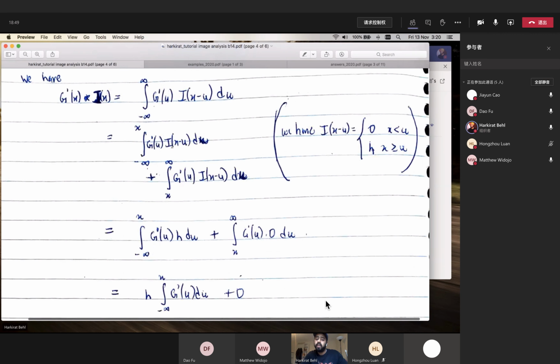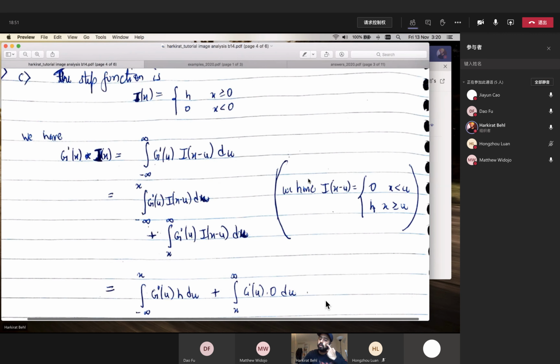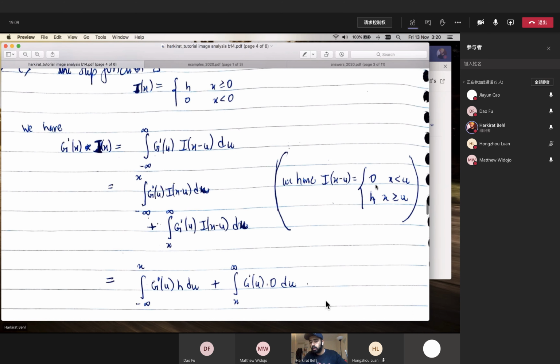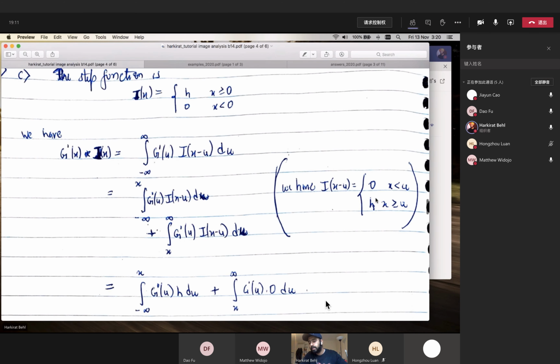Now I've got a function here which is I of x minus u. So what will I of x minus u look like? Using this definition, I of x minus u will be 0 when x minus u is less than 0. Here the inner term is x minus u. So when x minus u is less than 0, which means when x is less than u, this function is 0. And the other case is when x is greater than or equal to u, this function is h.